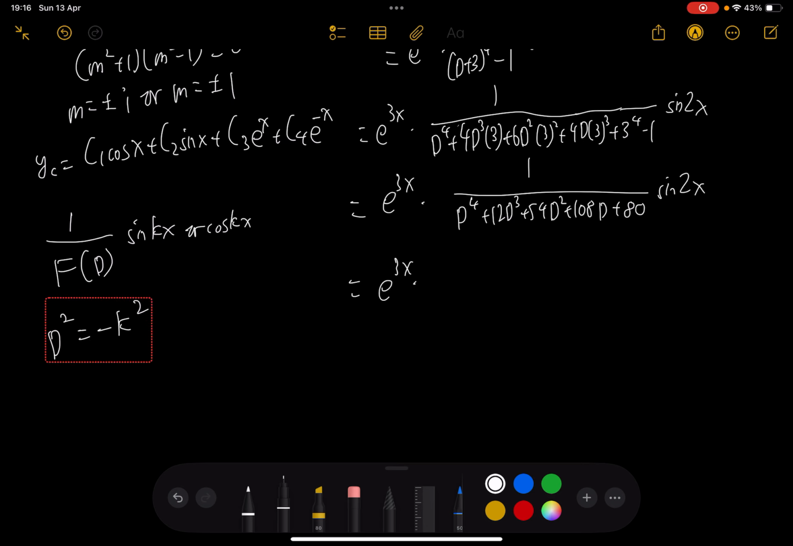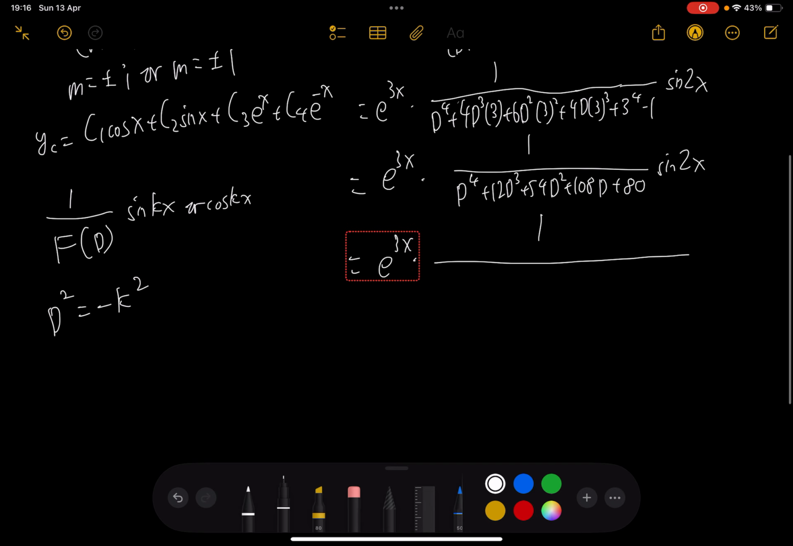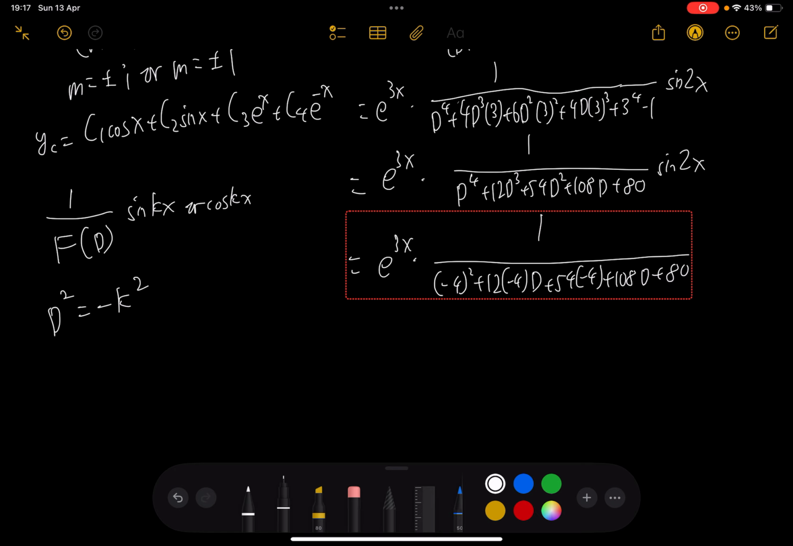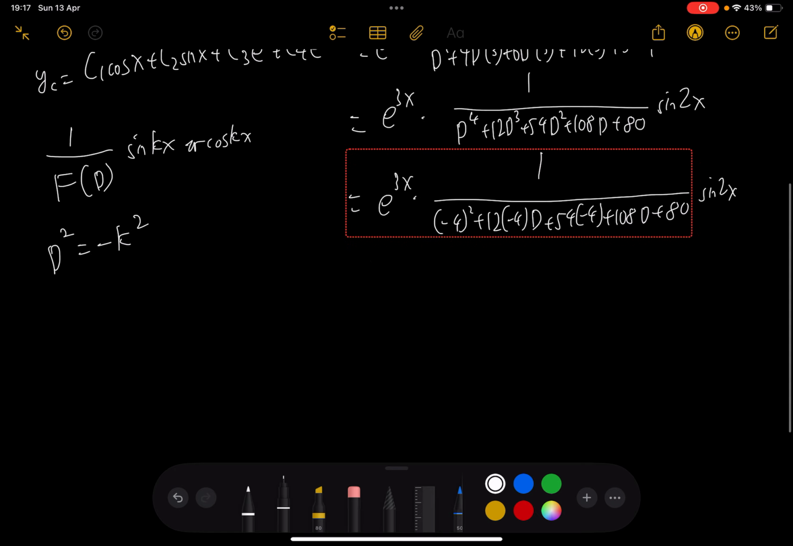First, you are going to get d to the power 4, which is d squared and then squared, and then d squared, which is negative 2 squared, so this is going to be negative 4 and then squared, and then plus 12. First we write this as d squared times d, and then d squared, which is negative 4, and then times another d, and then plus 54, and then d squared, which is negative 4 again, and then plus 108d plus 80, and then times sine 2x.